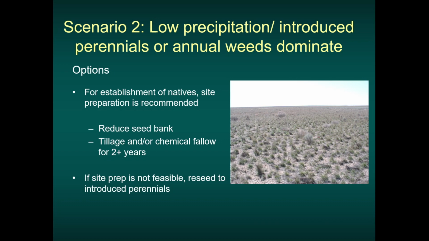Scenario 2, we've got another low precipitation range site. This one is predominantly covered with introduced perennials, probably crested wheatgrass or Siberian wheatgrass, and there's a lot of annual weeds here. So here we would recommend some strenuous site preparation. Again, 1 to 2 years of chemical or mechanical control of everything. If you just do a single treatment of Roundup, it's going to look like you did a good job of clearing the site, but it's most likely just all going to come back. So we recommend a good 2 years. If a good site prep isn't feasible, then I wouldn't bother with natives on a site like this. I would go back into introduced perennials.